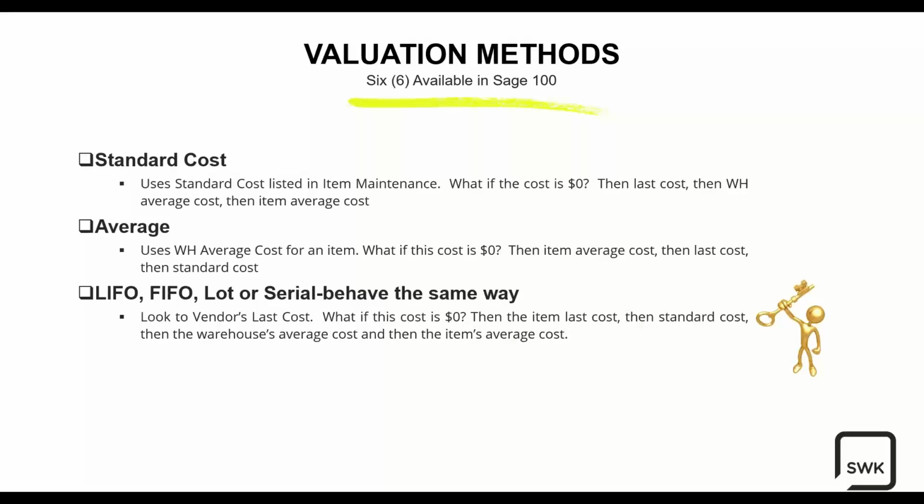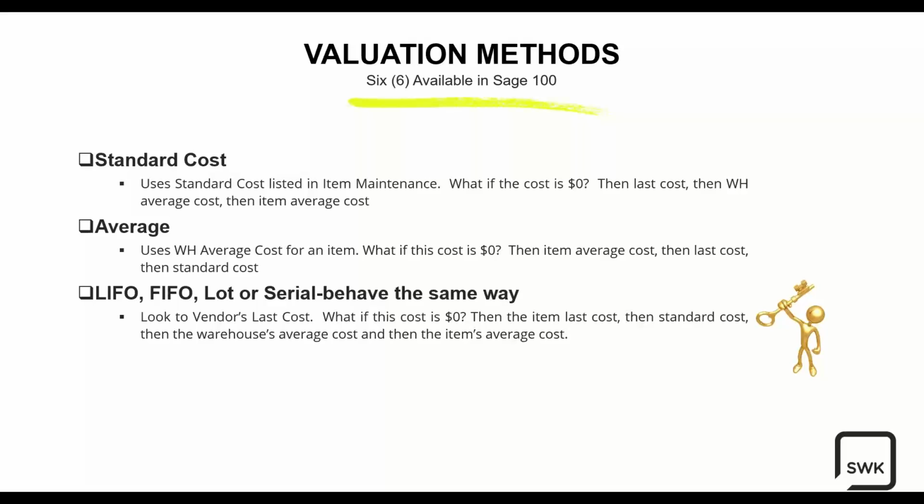If it is, the system will then look to the last cost. So that's that costing field on the right-hand side of your item maintenance screen. If that's 0, the warehouse average cost is used. And if that's 0, the item's average cost is used. If it has nothing in any of those places, if it's all 0, it's not going to provide you with the cost. You're going to have to type that in on the purchase order.